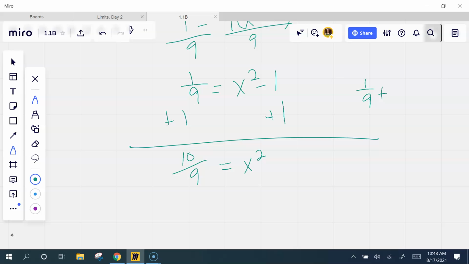1/9 plus 1. I need common denominators, so it's 1/9 plus 9/9, which is 10/9. Is it x squared equals 10/9? Square root of 10 over 3. Oh, could you? Oh, okay. Wait, so you can start with 9.